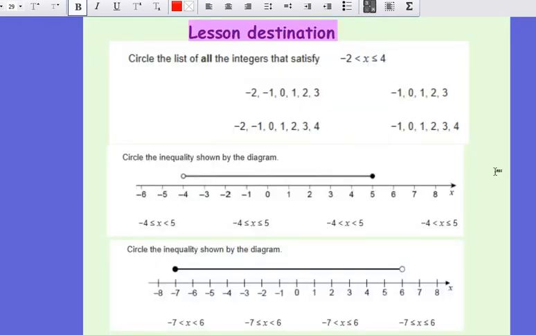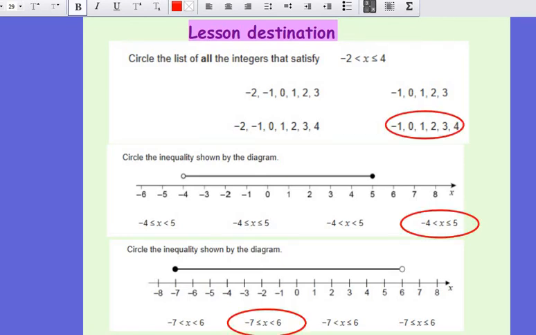Okay, Year 8, this was our lesson destination of today. Please pause the video and have a go at these questions in your light blue books now, please. This should take about 5 minutes, maybe a little bit more. Off you go. And these are the answers. Please check your work and see how you did.